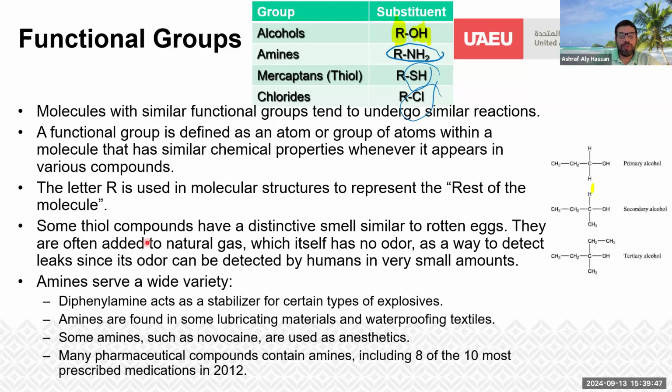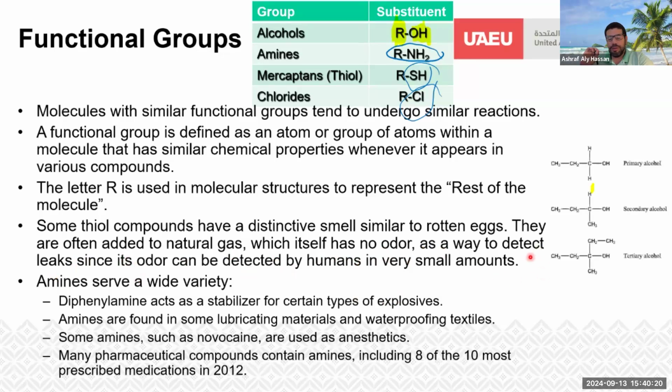Some thiol compounds have a distinctive smell similar to rotten eggs. So thiol, mercaptan, you remember the SH, they do have a smell. And whenever sulfur is present, we are always talking about smell. So sulfur compounds include H2S, but also mercaptans, which are also called reduced sulfur compounds. They are often added to natural gas, which itself has no odor, as a way to detect leaks, since their odor can be detected by humans in very small amounts.